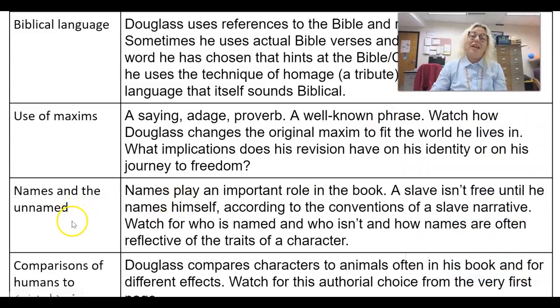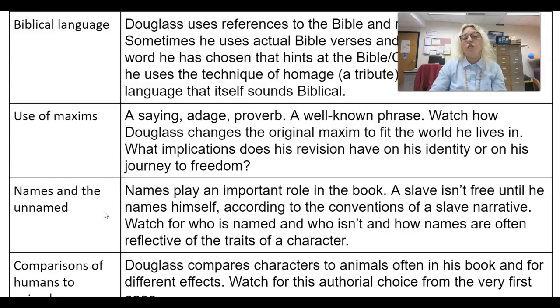How about names and the unnamed? I think this one would be really interesting to trace. Names always play an important role in books, you know this. But in this book, of course, they do as well. And it's part of the convention of the slave narrative that a slave renames himself once he has escaped, because he doesn't have the same kinds of name designations as people who are not slaves. And so that became part of the conventions of slave narratives, as Steptoe has explained and I have summarized in the last lesson.